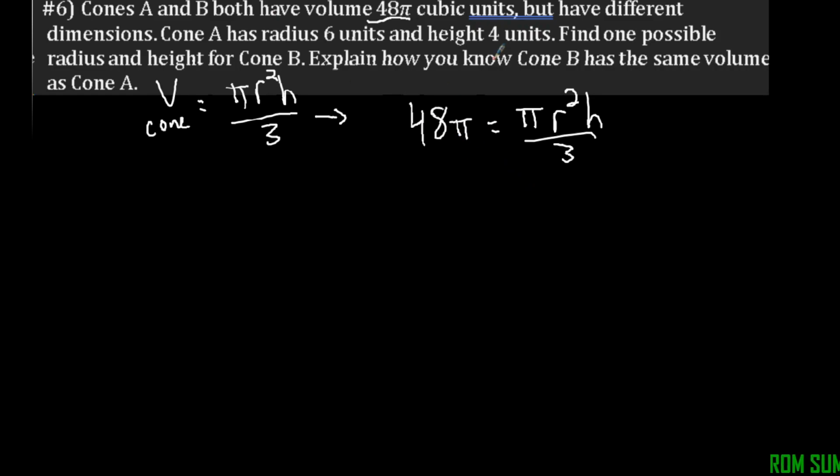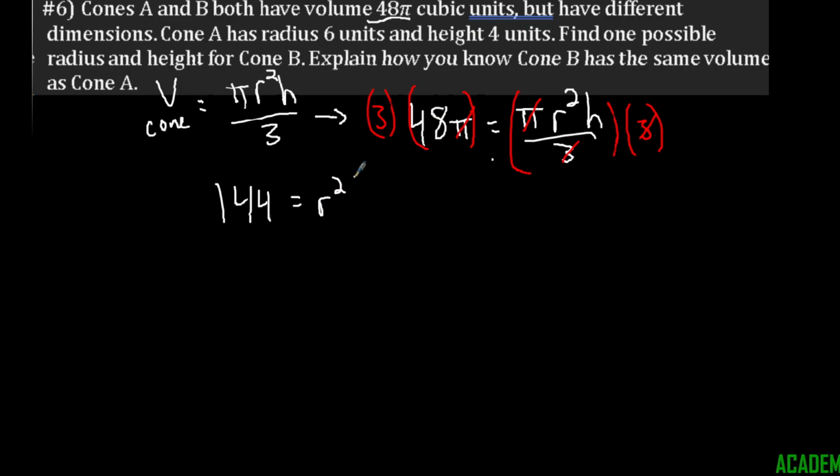I'm going to use my inverse operations. I'm going to divide by pi on both sides to get rid of that, and then I'm going to multiply both sides by 3 to be able to cancel that out. So multiply both sides by 3. On the right side it cancels out. On the left side we have 144. So this becomes 144 equals r squared times h.